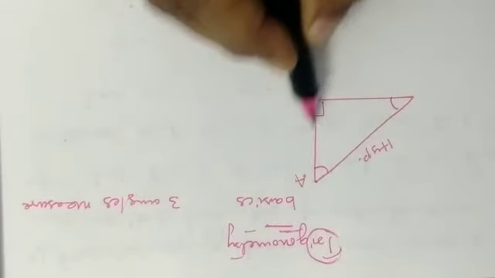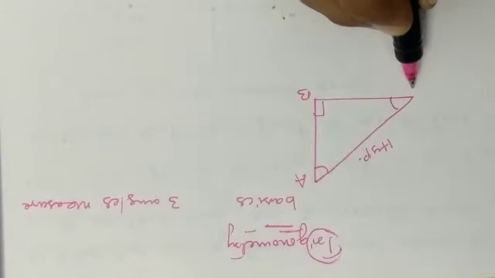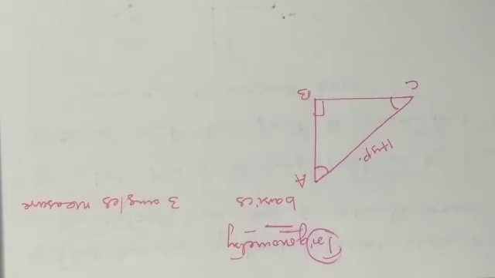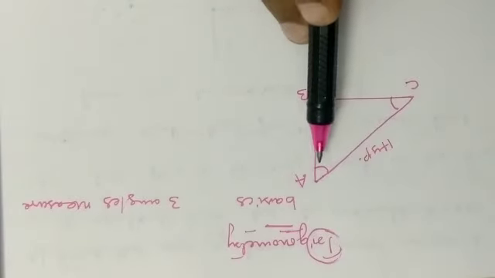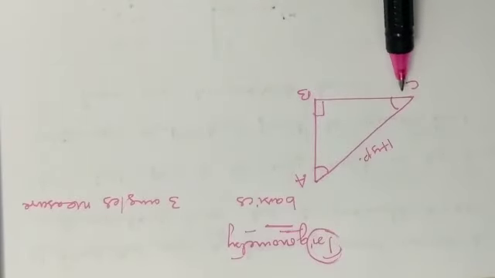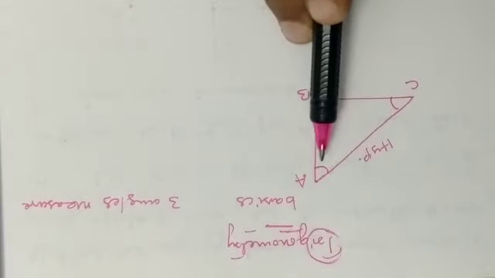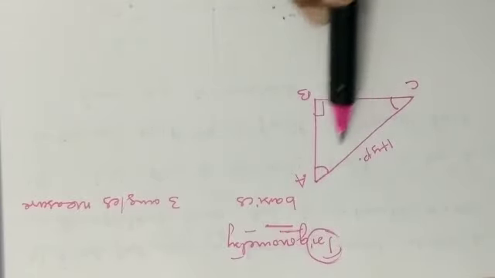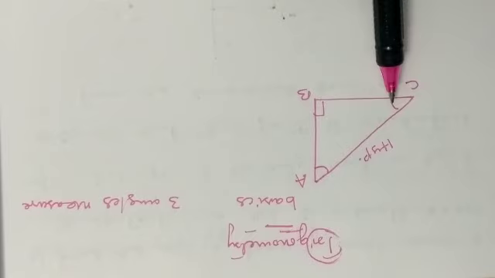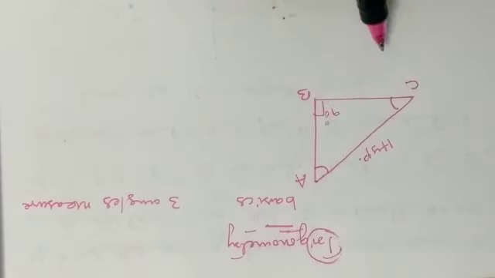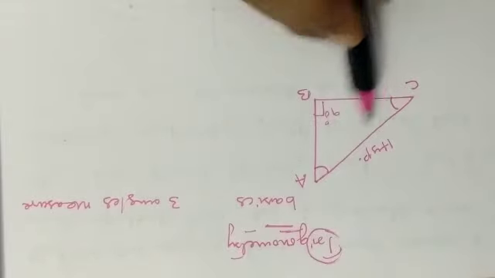Let me name the triangle as A, B, C. Right angle is at angle B. Sum of 3 angles is 180. Angle A plus angle B plus angle C must be 180. This is already 90 degrees. If you add the remaining 2, you have to get 90. Which means, if it is 90, then what are the remaining 2 angles?